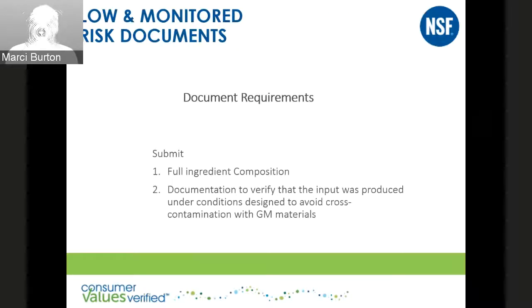For low risk or monitored risk, we'll just look at the documentation to show the full ingredient composition, so we can confirm that it is just low risk. So for example, just wheat flour, that's going to be low risk or monitored risk. And then we also need to get documentation from your supplier, basically a third-party food safety audit certificate that shows they have some systems in place to avoid cross-contamination with GM materials, so traceability and segregation.